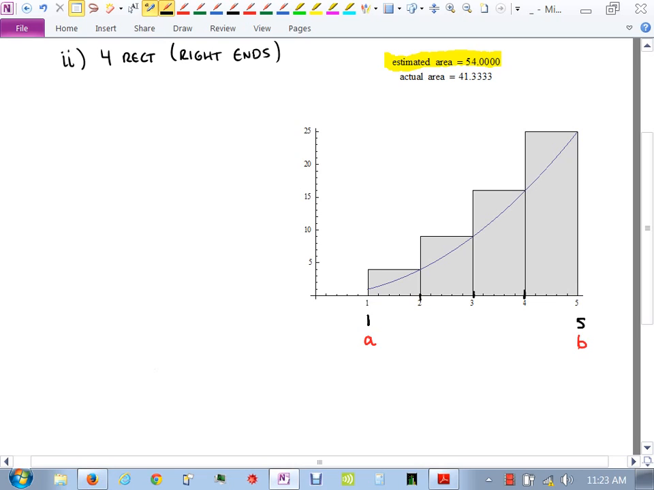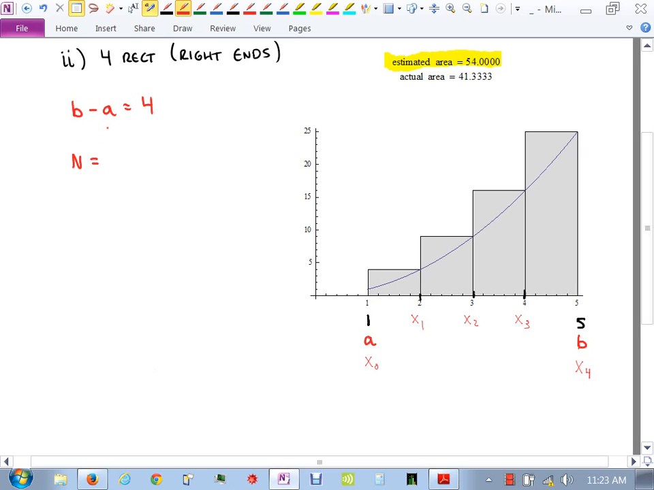Now, let's label these x. The A is going to be our x0. Then the next one, x1, then x2, then x3, then x4. So we have 5 points on our x-axis. Let's find the width of the entire interval. That's b minus a. Has that changed? No, it's still 4.